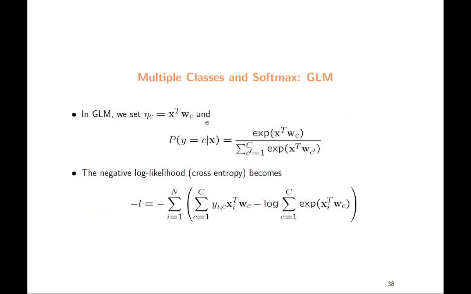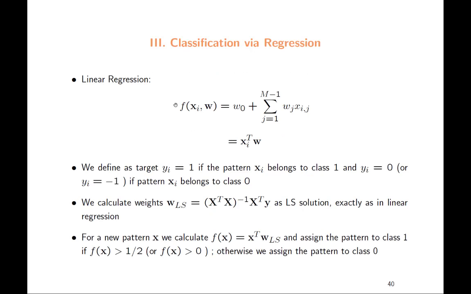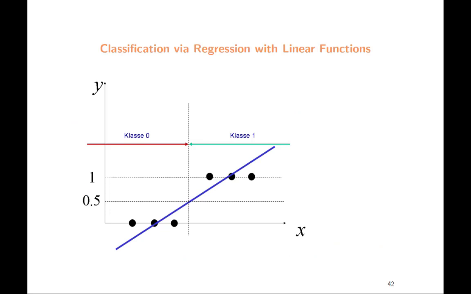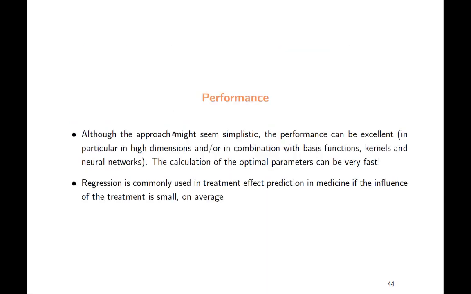If you do the multi-class version, you get the softmax cost function out. I want to skip this. Then you can do classification via regression. It's quite popular in cases where there's a small influence of the input on the output, or there's a lot of noise in the data and you're happy to find any structure at all. Then linear regression is applied even in classification problems, in particular in medicine.